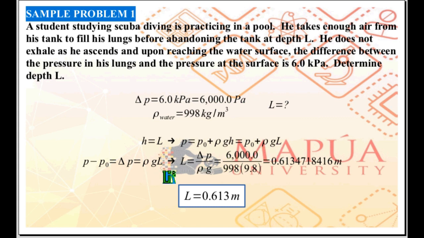We are looking for L, so isolate L. L is equal to delta P over rho G. We know delta P. We know the volume density of water, so we know rho. And we know G. G is just acceleration due to gravity magnitude, so 9.8 meters per second squared. So plug in the values and we are able to calculate the depth L. L is equal to 0.613 meters.